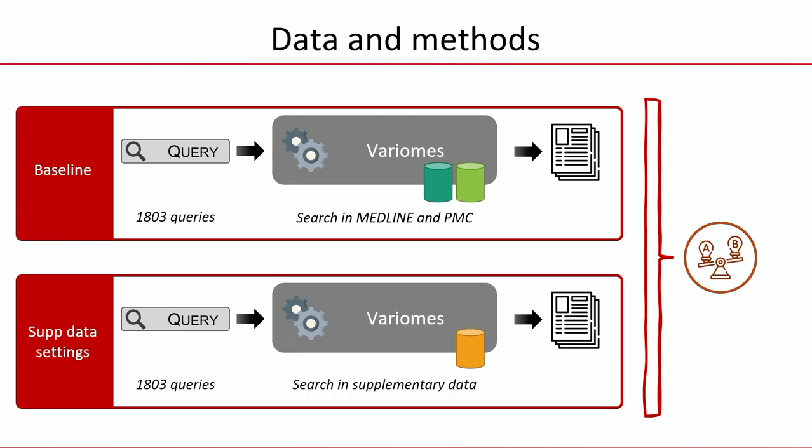The experiment we are doing is quite simple. We started by querying Variome with 1,800 queries using the baseline setting. The baseline setting was to query in Medline and PMC, so abstract and full text, and to see the documents that are retrieved for the queries. And we do the same with the supplementary data setting. In this case, we query only the supplementary data index.